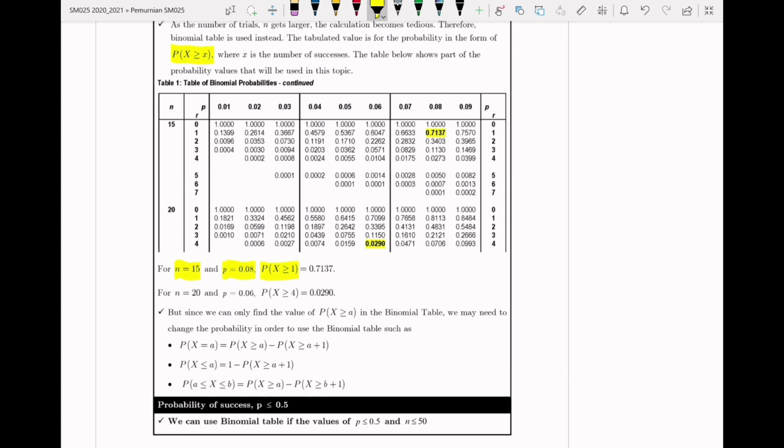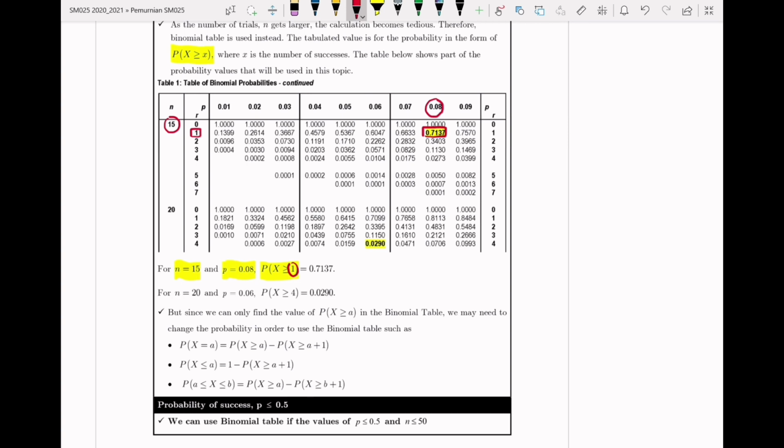So, let's look at the table. We have n equals 15 and p equals 0.08. Next, P(X ≥ 1). So for 1, we look at the number 1 here, and the answer is this one, 0.7137.